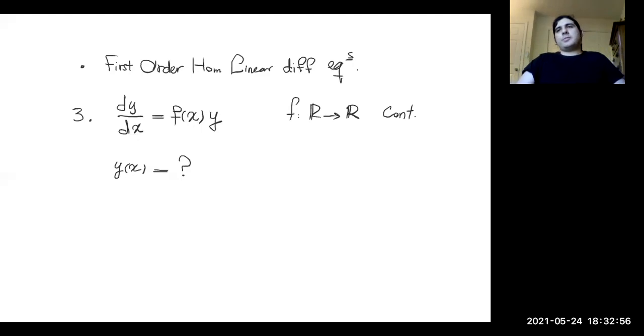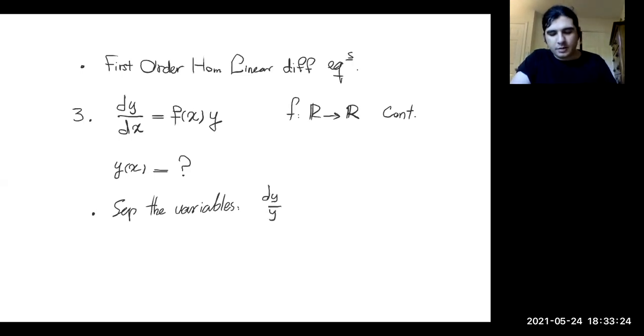Okay, maybe it's time for me to explain it. So let's see. Again, what is the first step here? As you can probably guess, similar to the previous cases, the first step would be to separate the variables. So we would have dy over y equal to f of x times dx. Right? That's the first step.